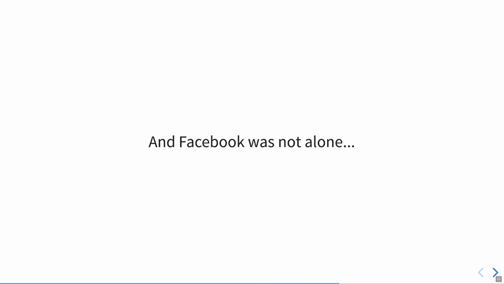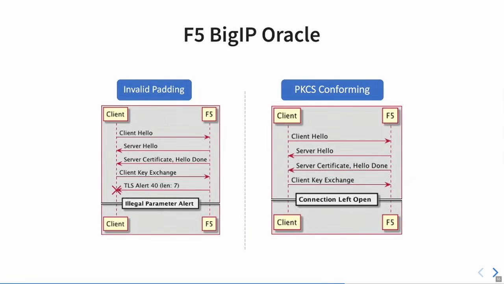And it turned out that Facebook was not the only server that was doing this. When we kept scanning the internet, we found various other products. For example, F5's Big IP here, this is one of the various oracles that was in their product. You can see that they were sending an alert in one case and leaving the connection open in the other case, but only if we would not send that change cipher spec and finished message.